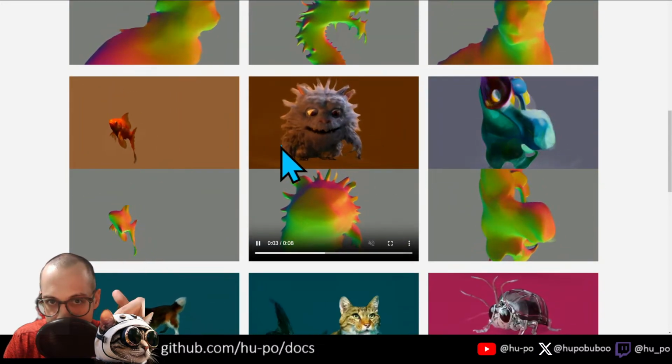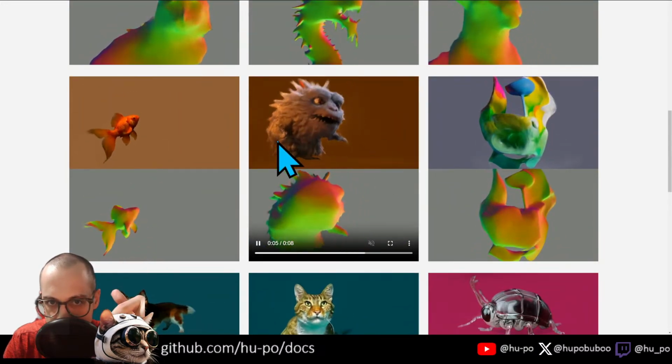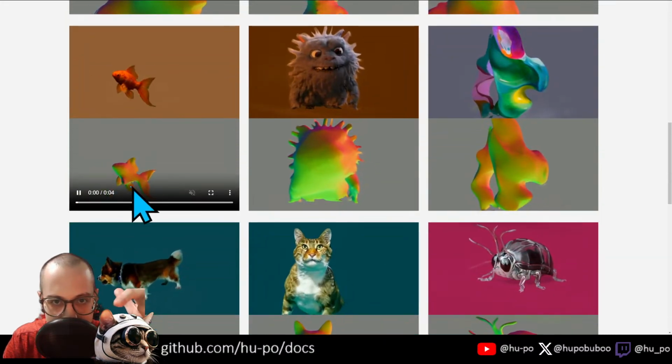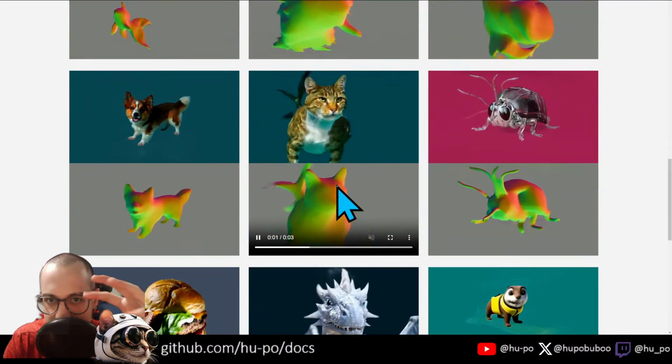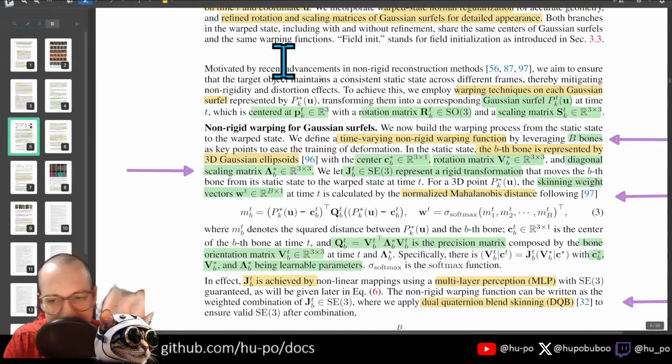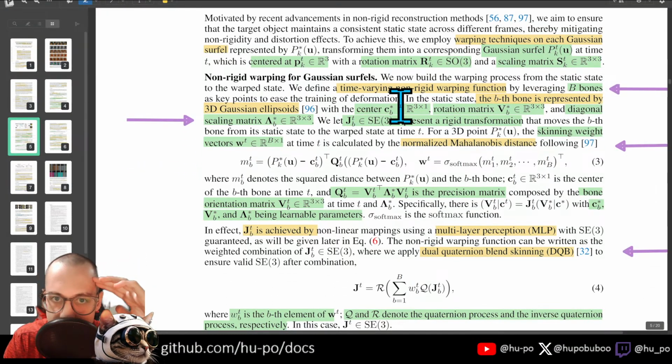Maybe for this monster, you can envision wanting to have bones for every single one of these spikes. For the fish, you definitely want bones in the flippers and stuff like that. So there's going to be a different optimal number of bones for every single scene. Right now it's just hard-coded to a specific number of bones.